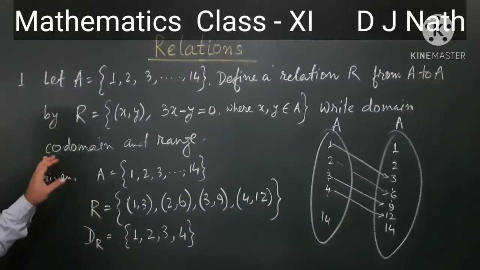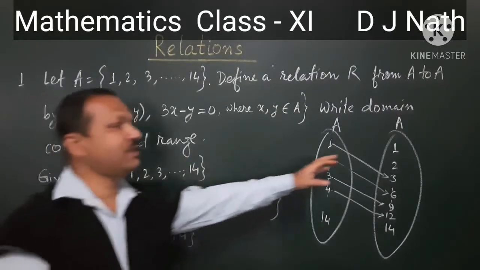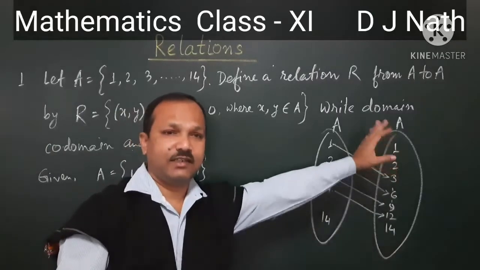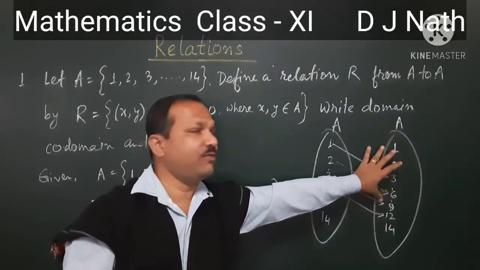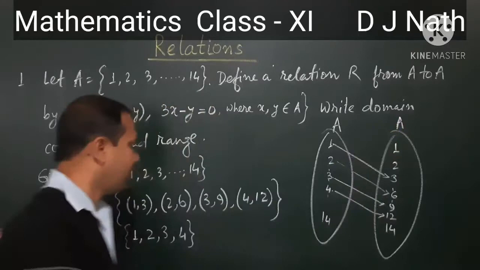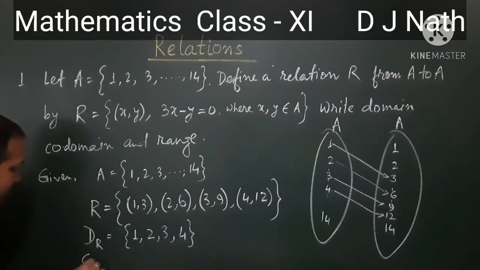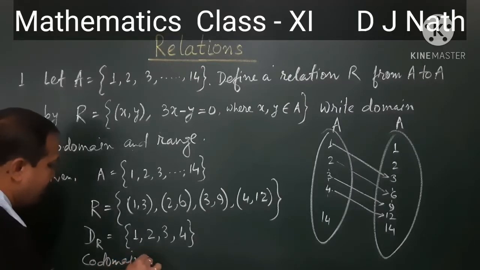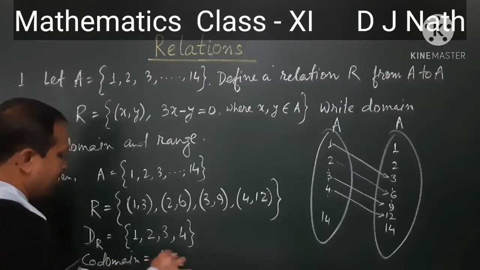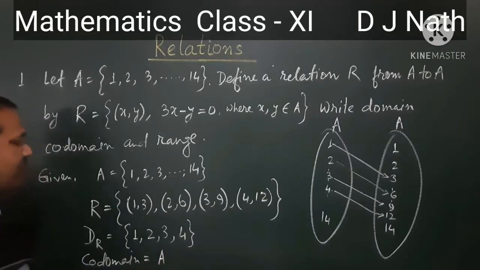Next we have to write what the codomain is. Codomain is the second set. The complete second set is the codomain. Here the second set is also A, so the codomain is set A. If you write A, it is the codomain.